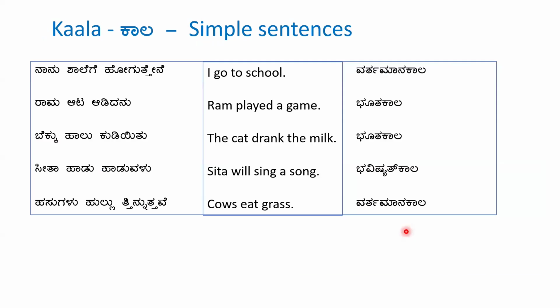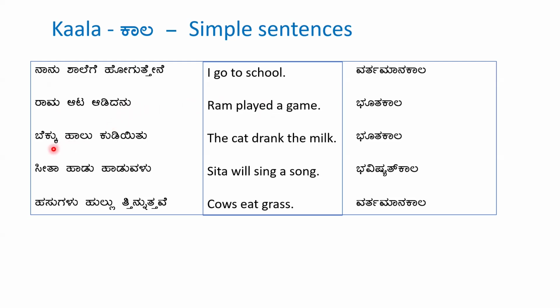So let's see simple sentences and let's identify in which kala these sentences are. Nanu ಶಾಲೆಗೆ ಹೋಗುತ್ತೇನೆ. So, uttene. Utta indicates that it is Vartamana Kala or present tense. Rama Ata Adidanu. So, here the letter d indicates that it is in Bhuta Kala. And the Akhyata Pratyaya anu indicates that the action is done by a male.